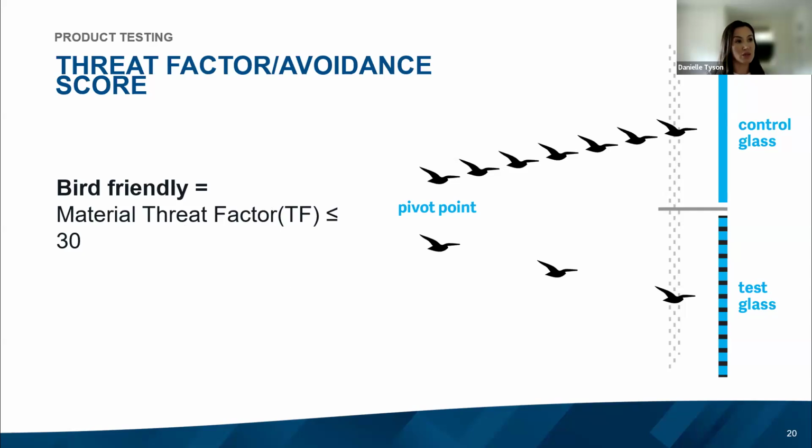Some cities, like New York specifically, decided to do better and require any product being installed in the city be at a 25 threat factor or less, meaning that 25 or less of the birds would have hit that test glass. This test is only in transmission, what the birds are seeing through the glass, and it can't test in reflection, which is challenging because there's a lot of inherent reflection with glass. But the American Bird Conservancy test is the most popular test in North America.